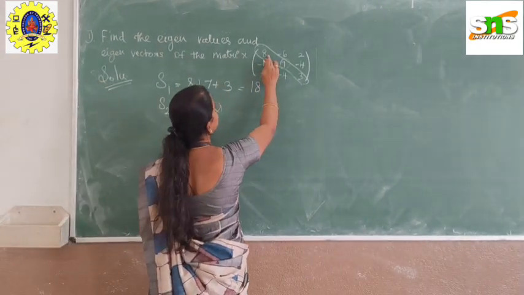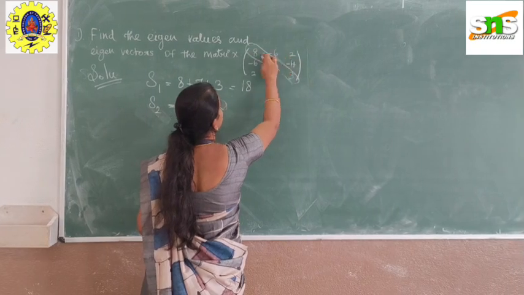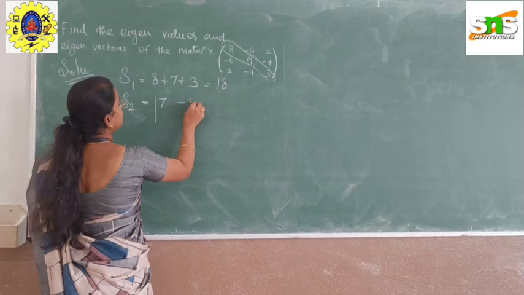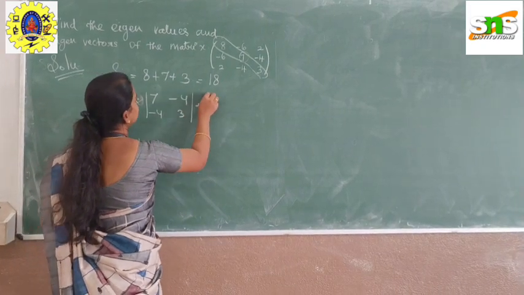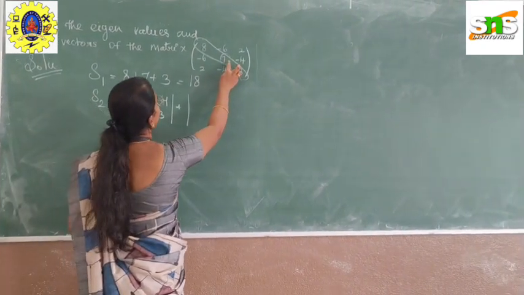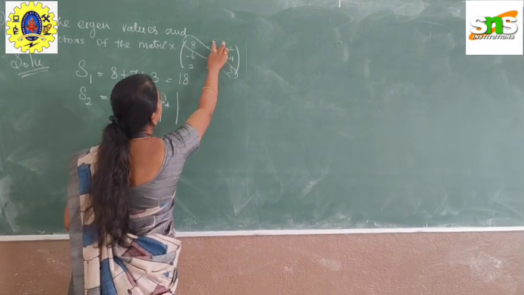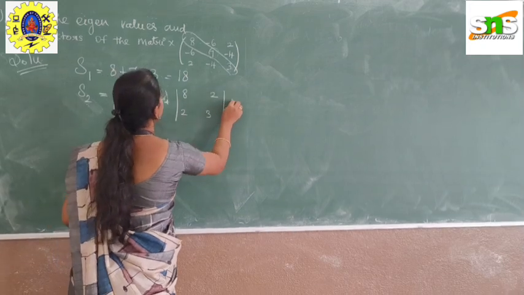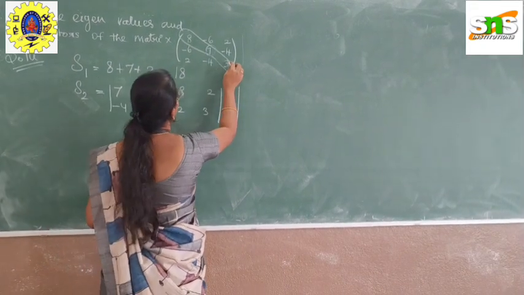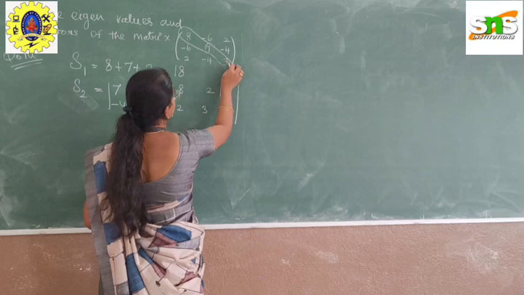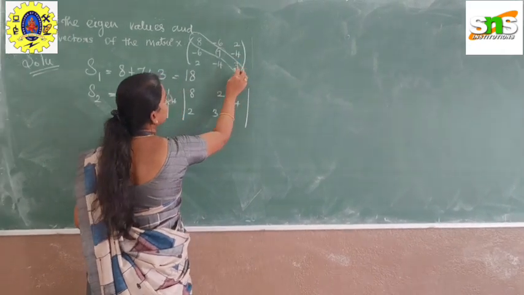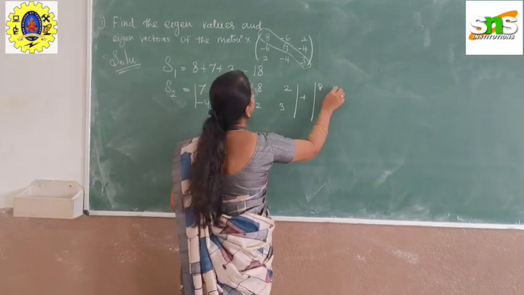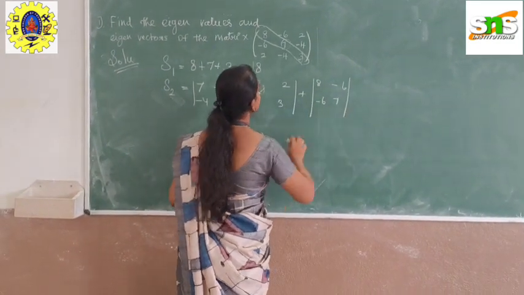Here you take 8, hide its row and column, and take the remaining terms, which is the determinant of 7, minus 4, minus 4, 3. Then you take 7, hide that row and column, so you will get the determinant of 8, 2, 2, 3. Plus, next you hide the last main diagonal element, which is 3, hiding 3's row and column. So you will get the determinant of 8, minus 6, minus 6, 7.